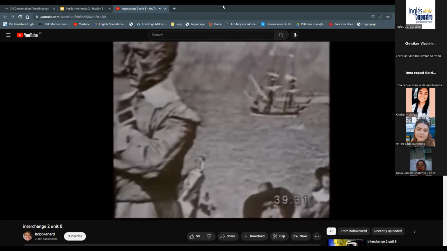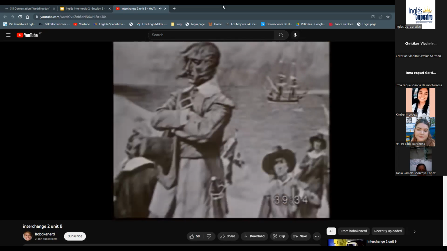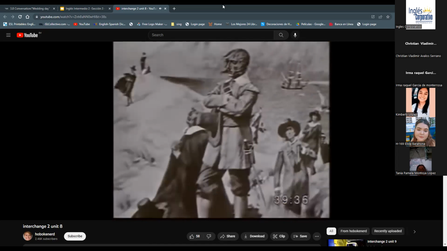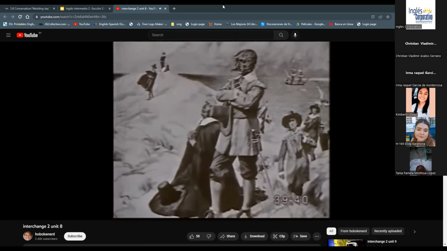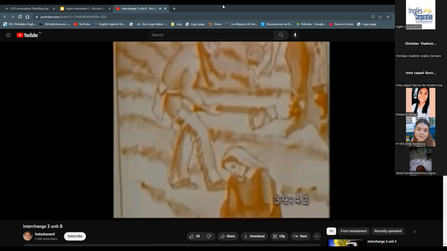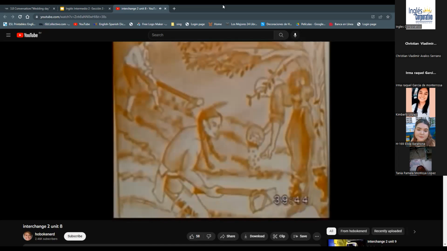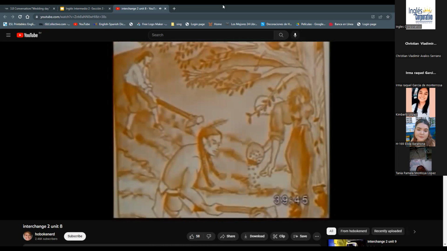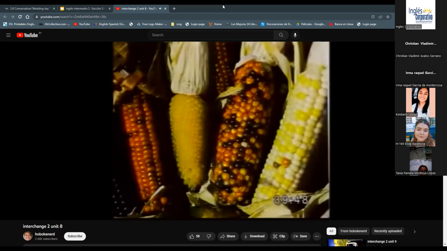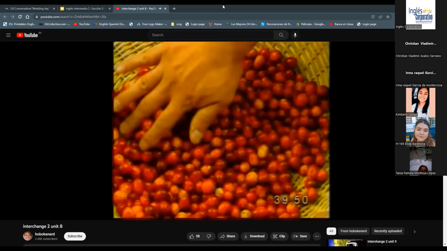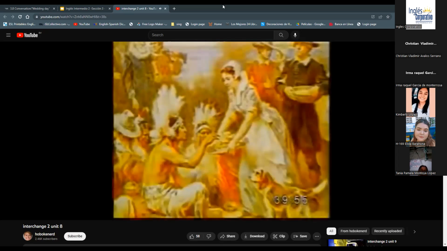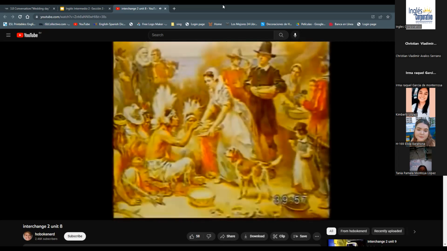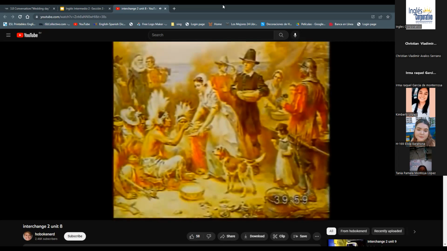In the year 1620, some Europeans came to North America and settled in what is now Massachusetts. They were called the Pilgrims. The Pilgrims didn't know how to grow crops in the New World, so the Native Americans helped them. They taught the Pilgrims how to grow corn and squash or pumpkin, how to gather cranberries, and how to hunt wild turkeys. The Pilgrims and the Native Americans gave thanks by celebrating the good harvest together.